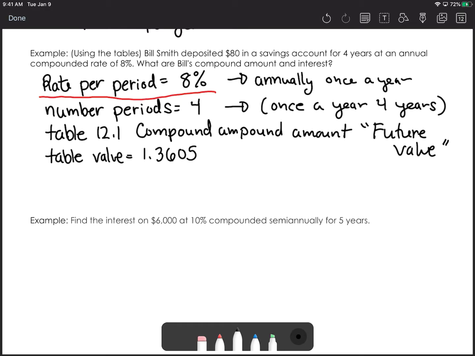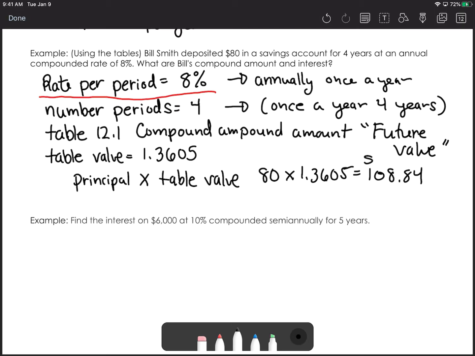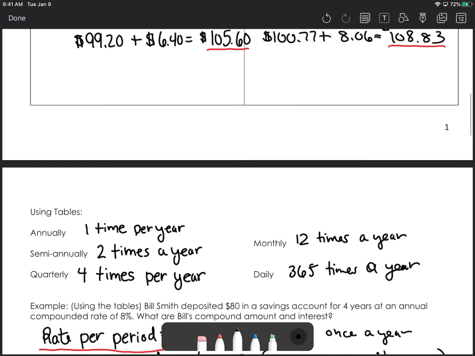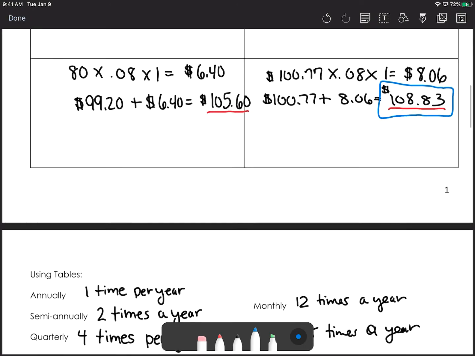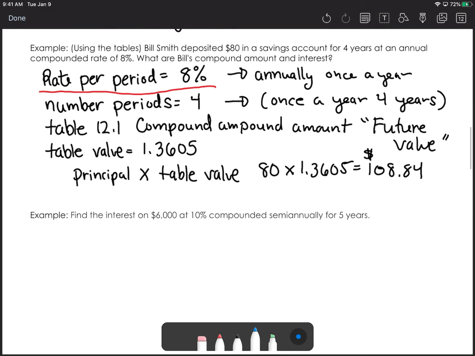Once you get that table value, you're just going to take your principal times your table value. So that's going to be $80 times 1.3605. And that's going to give you $108.84. Now, if we scroll back up, you'll see that this is what we got here. It's a penny off because of rounding, but we'll get the same value as if we did it by hand versus just doing it in one calculation.